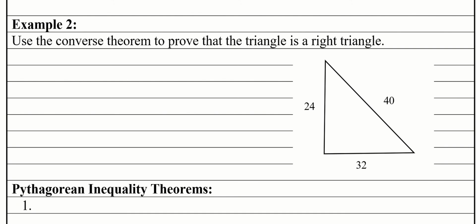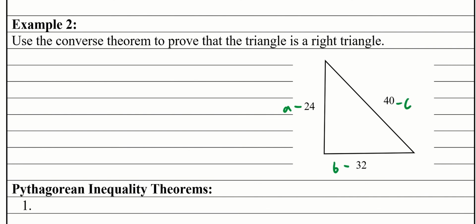Okay, notice in this case it looks like a right triangle, but we don't have that little box in the corner to tell us that that is a right angle. So what we're going to do here is we're going to use that converse theorem to prove that this is a right triangle. So if this was a right triangle, this would be our shortest leg, this would be our longest leg, and then this would be our hypotenuse.